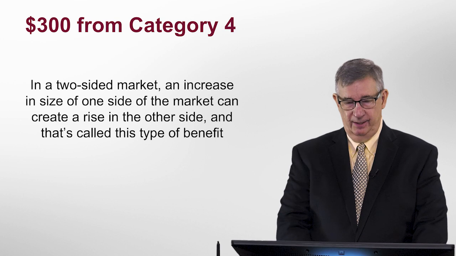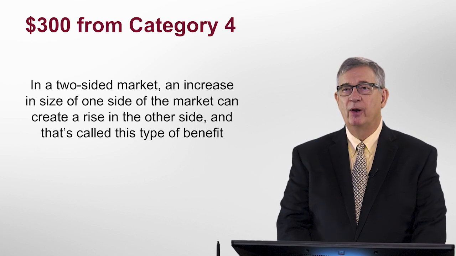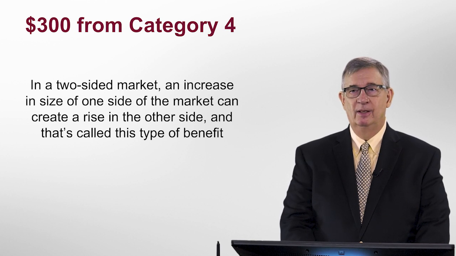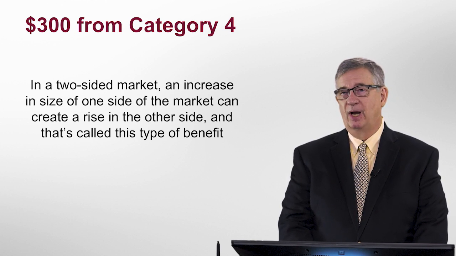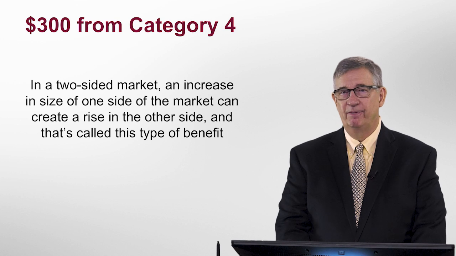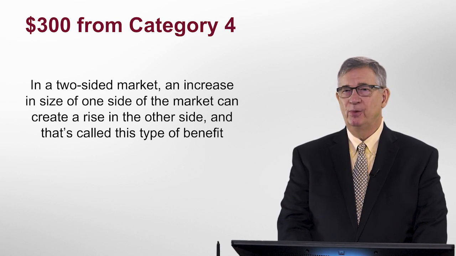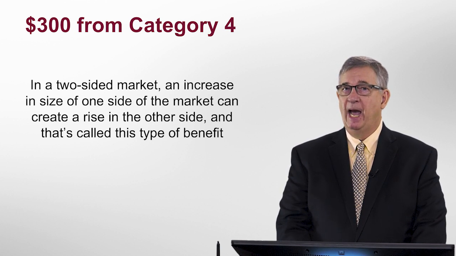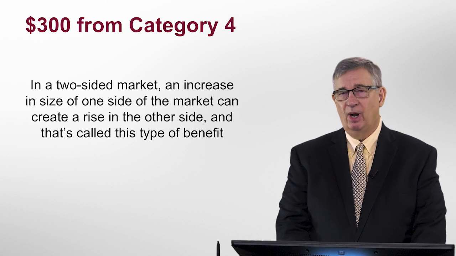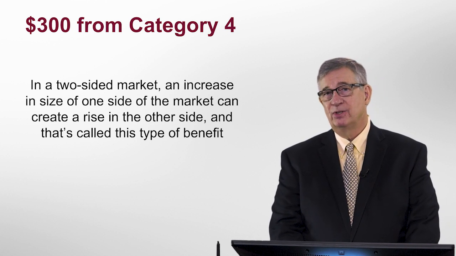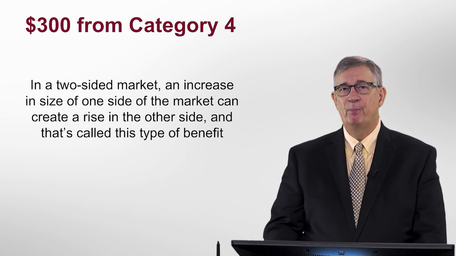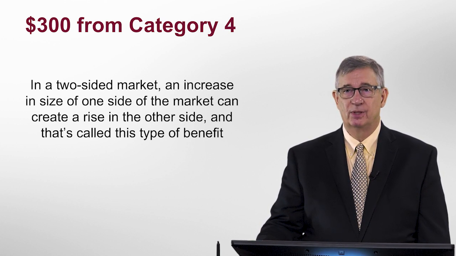The next answer is, in a two-sided market, an increase in size of one side of the market can create a rise in the other side, and that's called this type of benefit. So here's a situation where maybe you have a platform market. It has two different sides to it, and if you add more to one side, more customers, then the other side derives value from that. So we're asking, what is the type of benefit that's derived in this scenario?